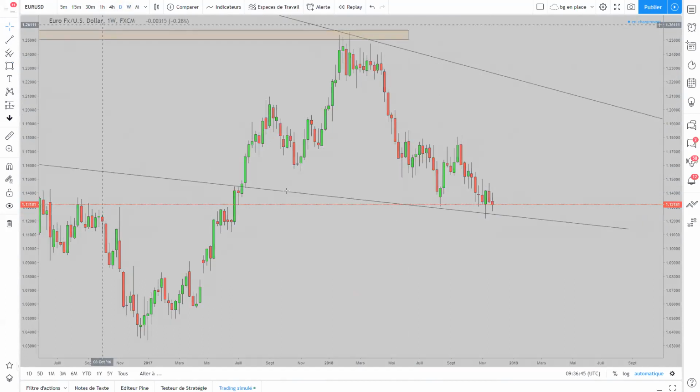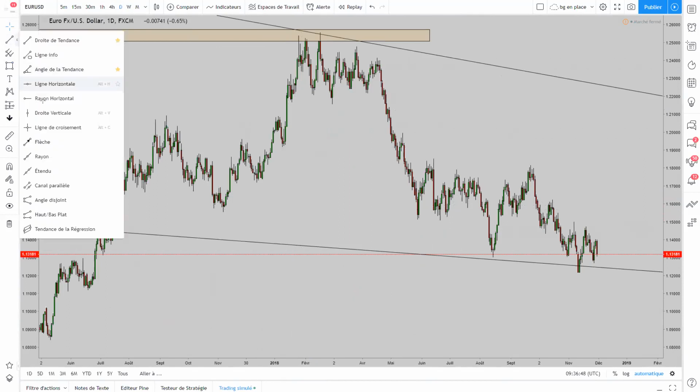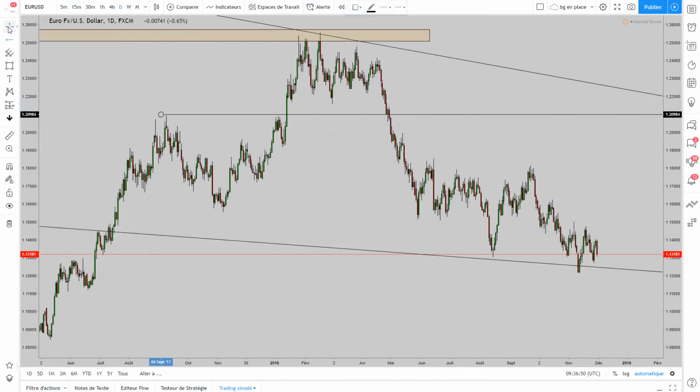That's a little bit of a Quasimodo pattern, because Quasimodo is when the trend changes. I will show you a picture in the description. High, low, higher high, lower low, and then it only goes to reach the high before going down.